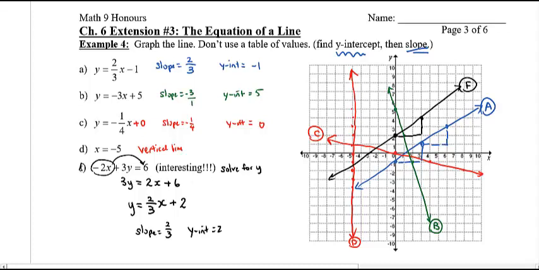I guess it should be E. I don't know why it says F. E or F, it doesn't make a difference. But there you go. Okay? Graphing without a table of values. I like it.